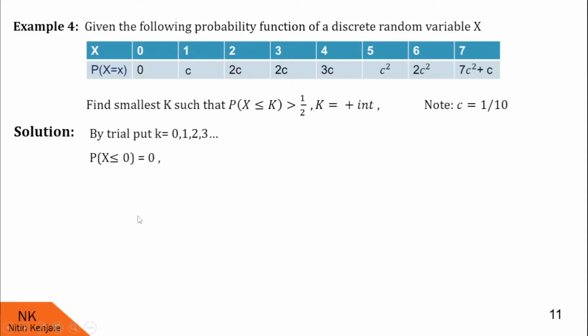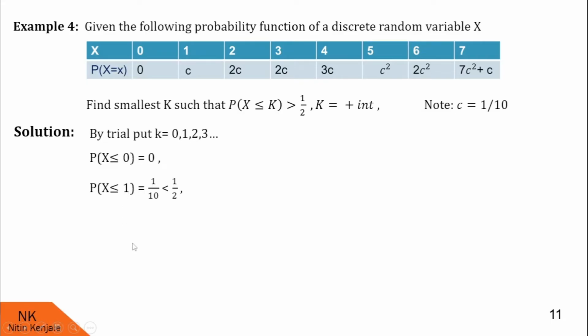Now let us substitute k is equal to 1. So let's check what is P of x less than or equal to 1. For that, let us see what are the values of x that are satisfying this condition. There are only two values of x, they are 0 and 1. Therefore, let's add their probabilities, 0 and c. But c is 1 by 10. So 0 plus c is 1 by 10 and it is strictly less than half. It cannot be greater than half. So k cannot be 1.